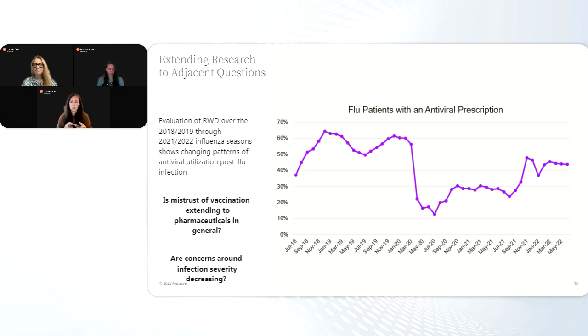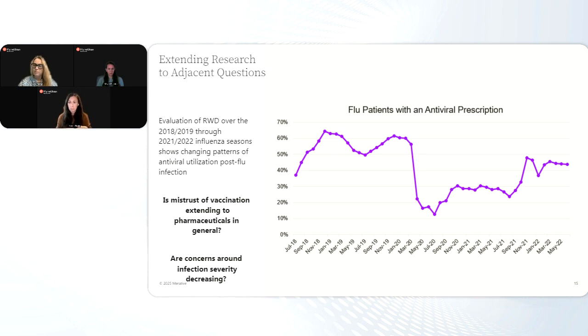What do comorbidities look like? What do costs look like? What do family units look like? But also to other questions as well. So in one example, from 2018 through 2022, we went ahead and identified people that had a diagnosis of flu and went to look and see how many of them are getting antiviral prescriptions.